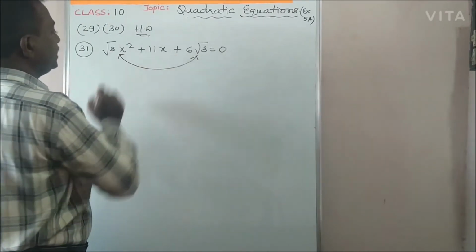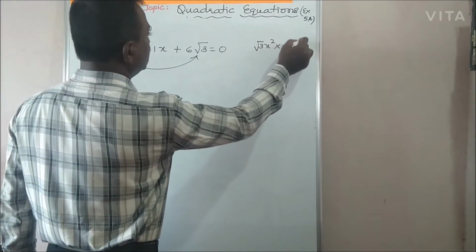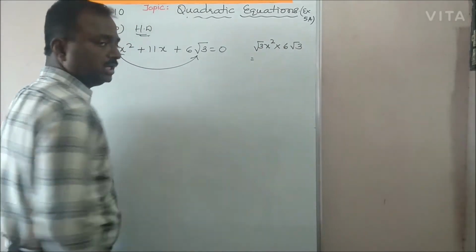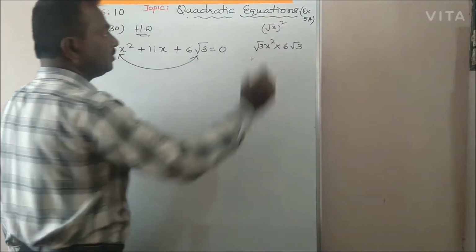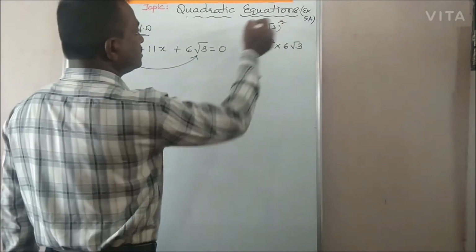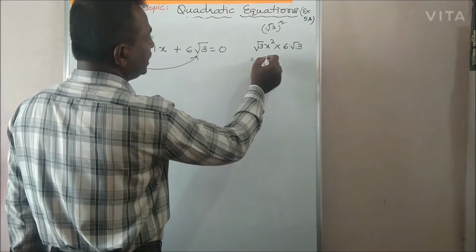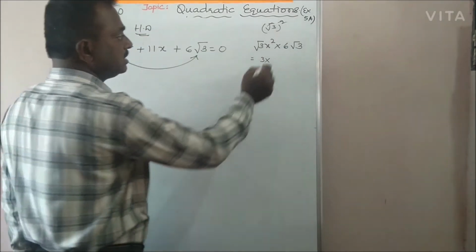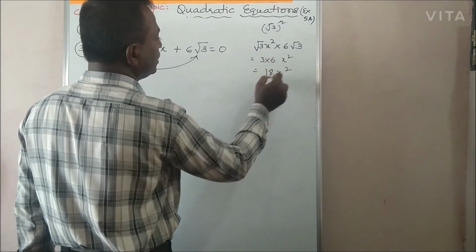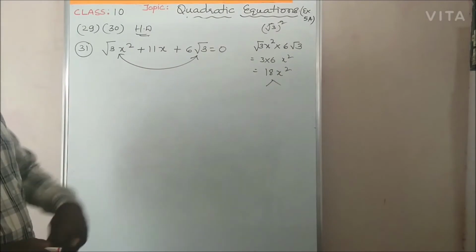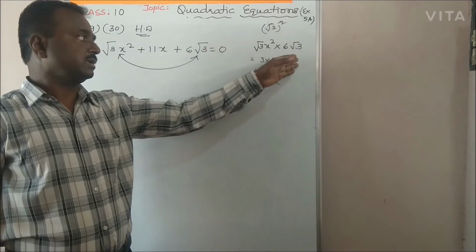First we have to multiply these two. So root 3x square into 6 root 3. Root 3 into root 3, root 3 whole square. What happens? Square and root cancels. Correct? Only 3 remains. Okay? Root 3 into root 3, 3, into 6, x square. That is 18x square.